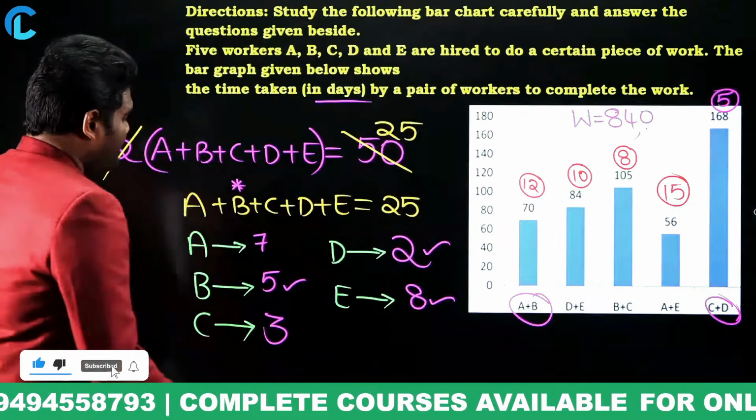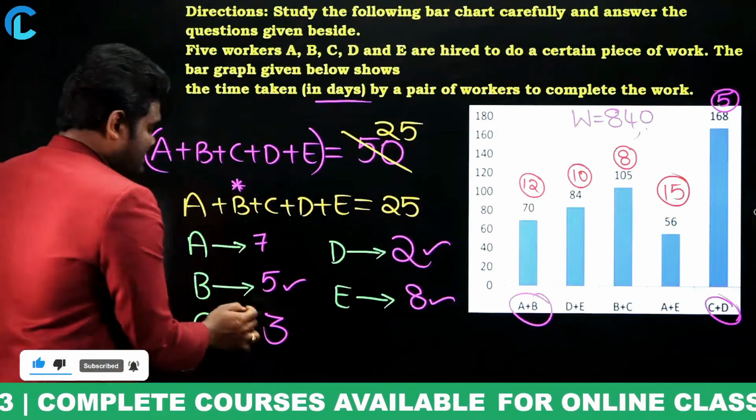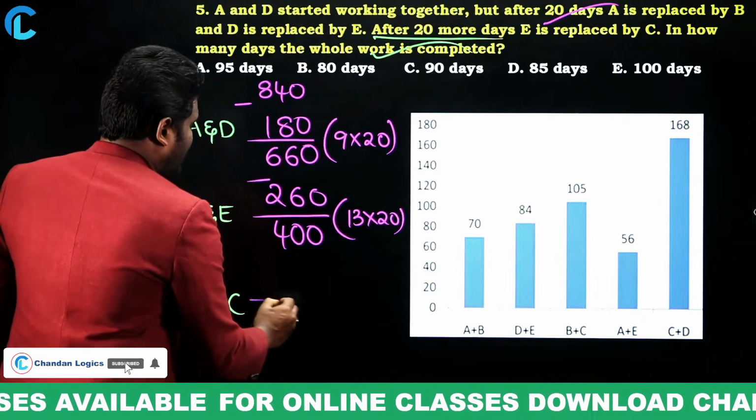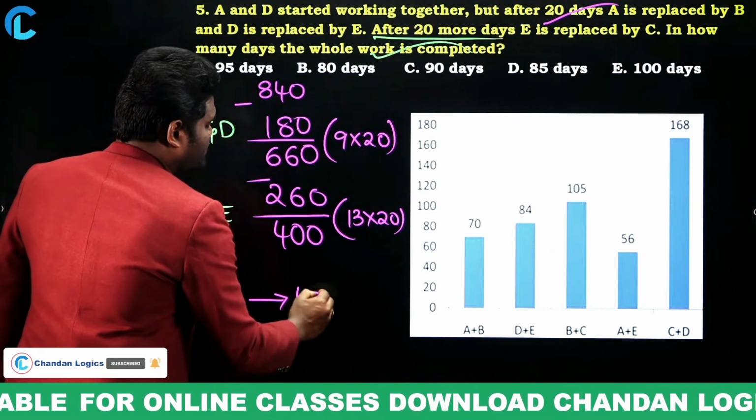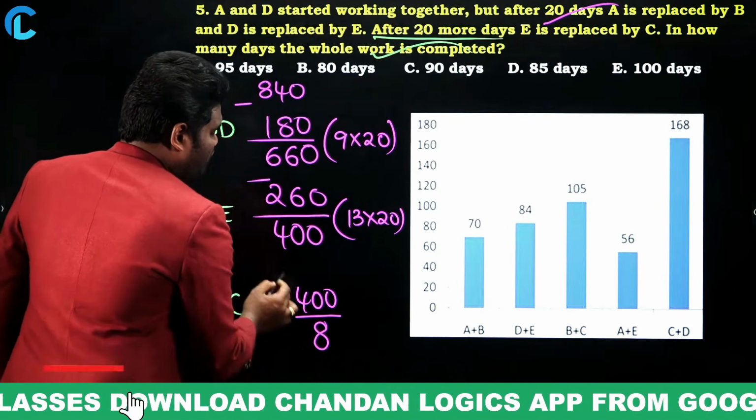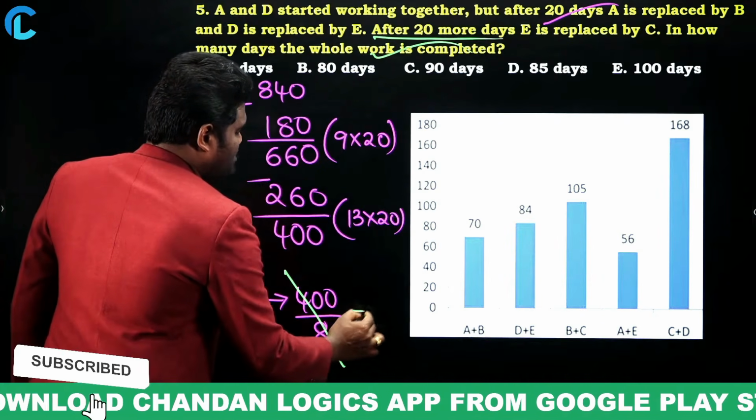B and C together. BC efficiency. B 5, C 3. 5 plus 3 means 8. Yes or no? Now this 400 units of work should be done by B and C together. B and C together efficiency is 8. So 400 divided by 8, how many times? 50 times.